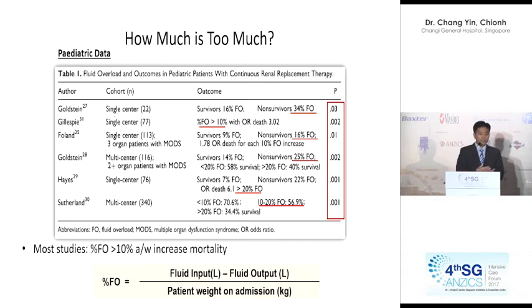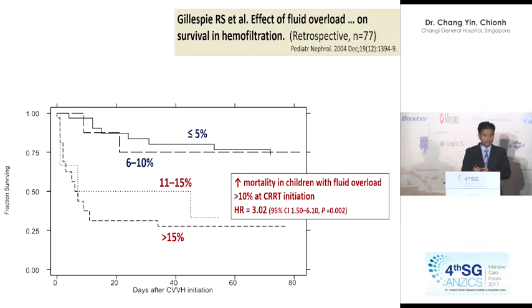But how do we decide if the patient has already been given too much fluid? We can look at the pediatric data, and most studies show that if a pediatric patient has more than 10% fluid overload, calculated with the formula at the bottom, it is associated with an increase in mortality. So this is one of the studies that has been included in the analysis, and it found increased mortality in children if they have a fluid overload of more than 10%.